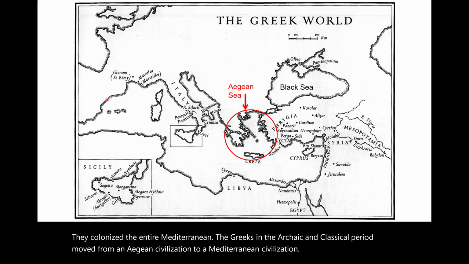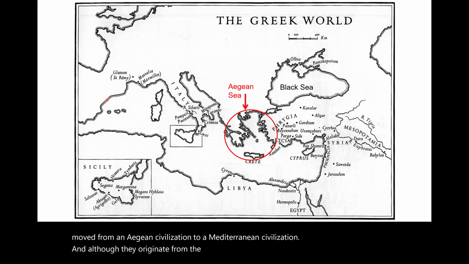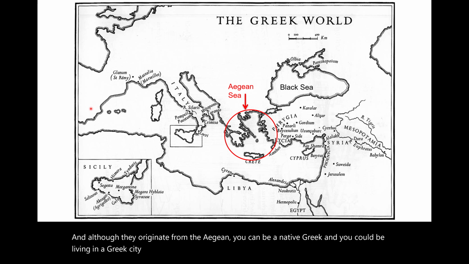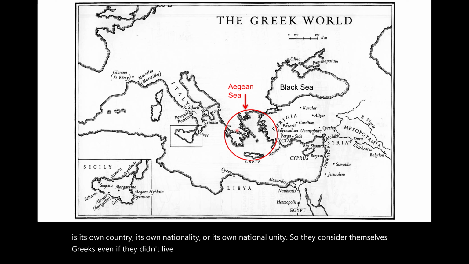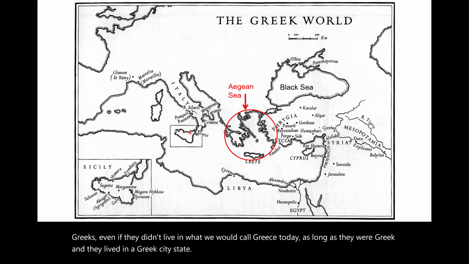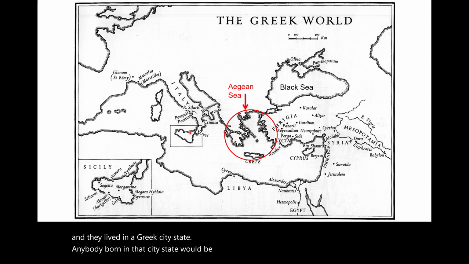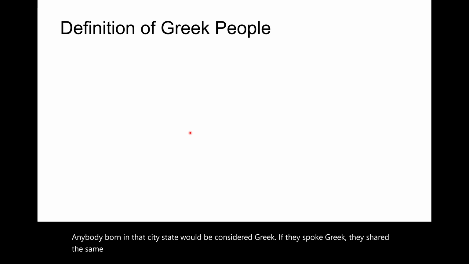And although they originate from the Aegean, you could be a native Greek living in a Greek city-state in Italy or Spain and still be a Greek. Also remember, every city-state is its own country, its own nationality, or its own national unity. So they consider themselves Greeks even if they didn't live in what we would call Greece today. As long as they lived in a Greek city-state, anybody born in that city-state would be considered Greek if they spoke Greek and shared the same Greek values.